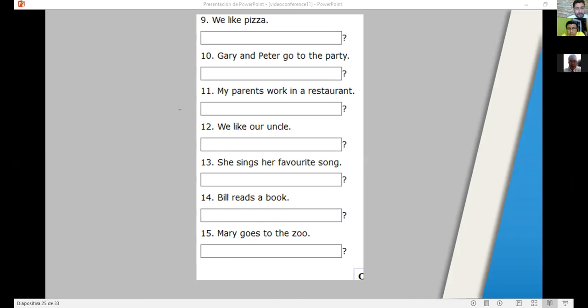Audi, next one. What does she sing? Very good. Aquí no le he preguntado. Okay. So let's go with Felix again. Number 14. What does he read? Very good. And the last one, Adrian.